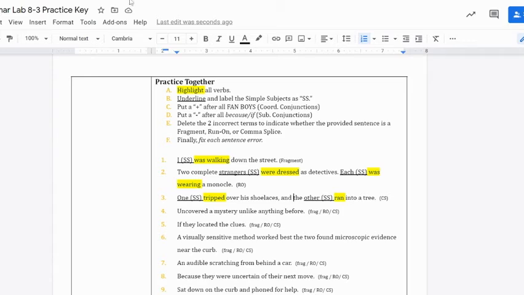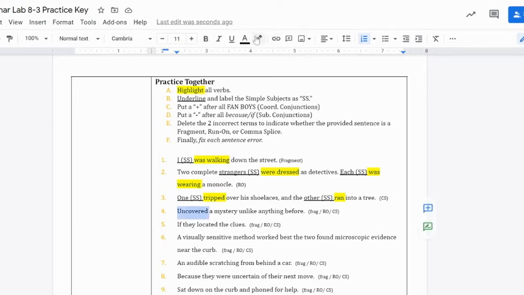Uncovered a mystery unlike anything else. Go ahead and pause it, and then see if you can decide if you can see any verbs, simple subjects, fanboys, subordinate conjunctions, and what type of error it is. Go ahead and hit the pause on the video and take 30 seconds to a minute and see if you can figure it out. All right. Hopefully you restarted your video, and then we'll see how you did.